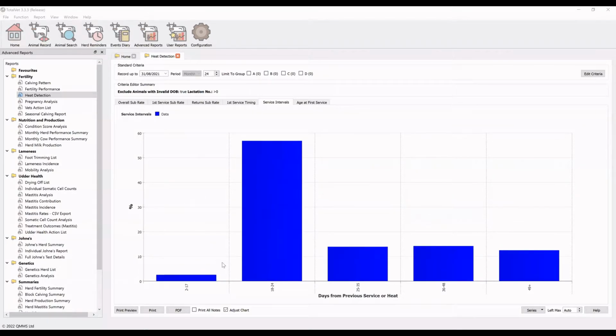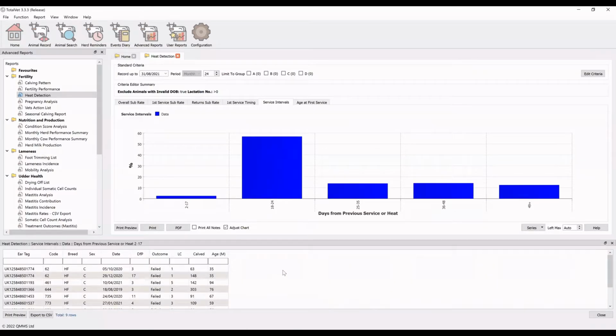We've got a small number of cows that are being served at an implausibly short window, 2 to 17 days. Double-clicking on this bar will bring up a list of these cows, and you can see that some of them have been served only 3 days after their previous service. These are likely to be inappropriate. It might reflect cystic cows, or it might reflect problems with heat detection.